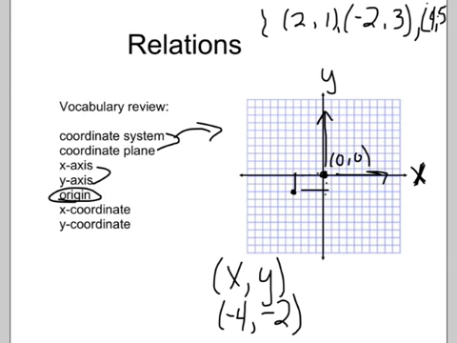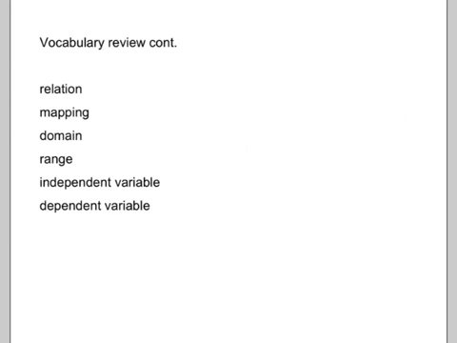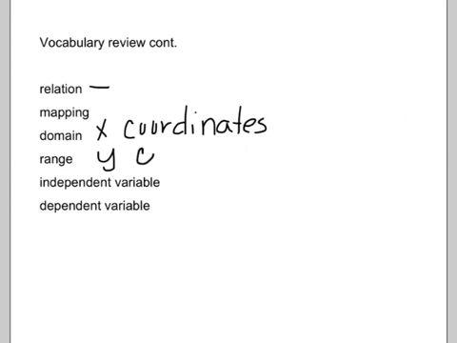Okay? Now, just a few more vocabulary words. We talked about a relation is just a set of ordered pairs. Mapping we're going to talk about in a few minutes. It's a way to represent ordered pairs. I'll show you more about that in just a few minutes. The domain of a relation are the x-coordinates. Okay, the domain is going to be the x-coordinates. The range is the y-coordinates.